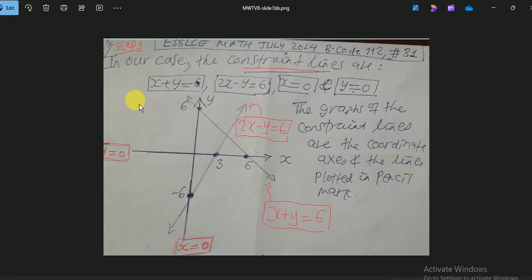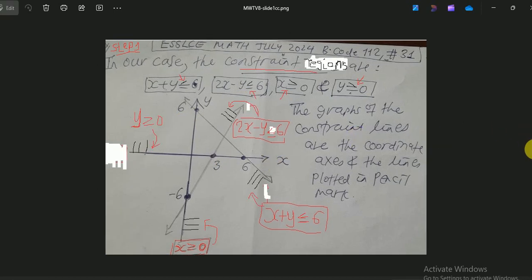Step 1, we sketch the constraint lines. That means we convert the inequalities into equations. x plus y is equal to 6, this line. 2x minus y is equal to 6, this line. x is equal to 0 means the y-axis. y is equal to 0 means the x-axis.